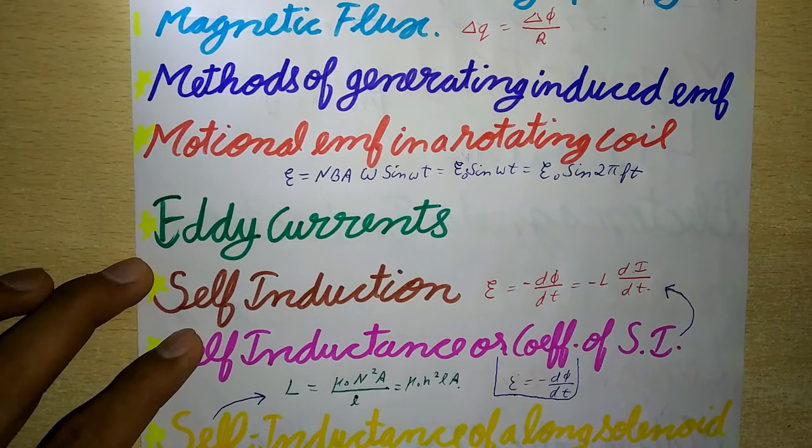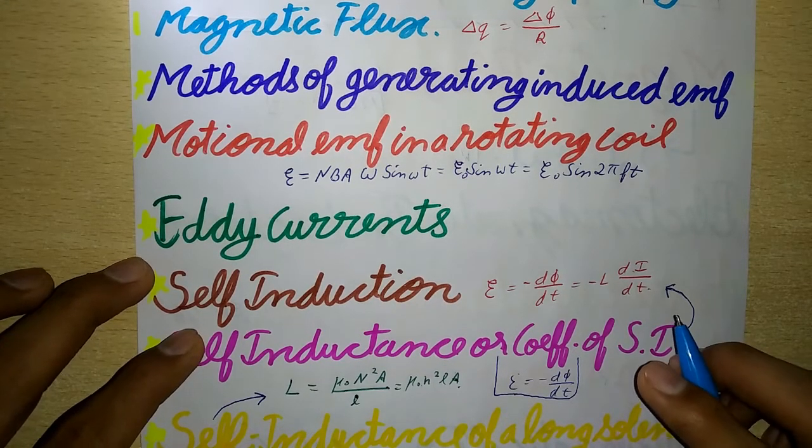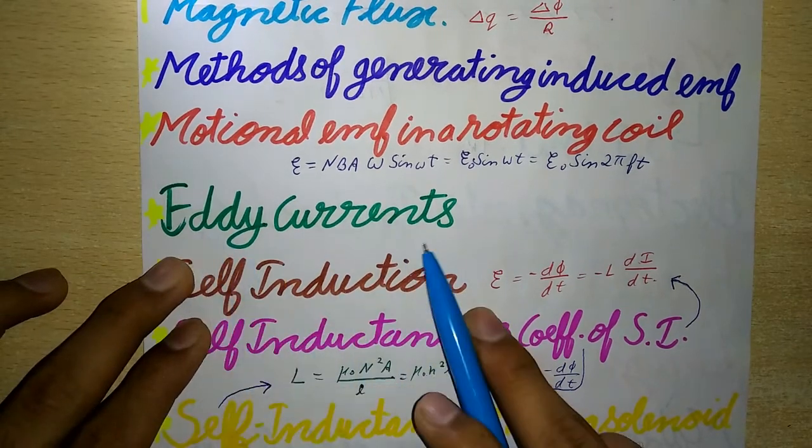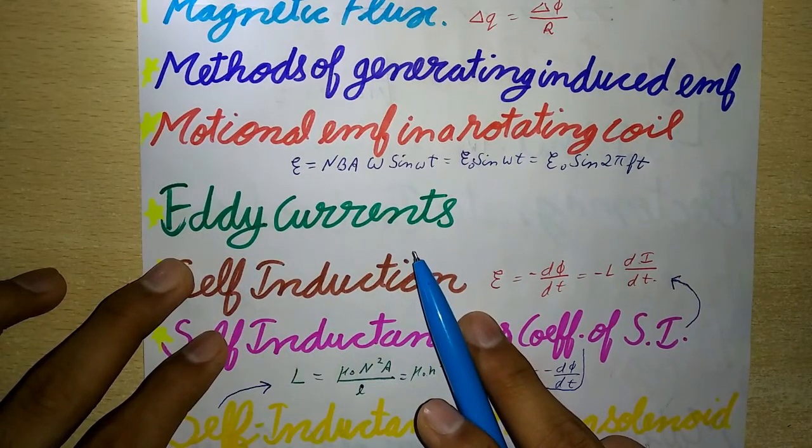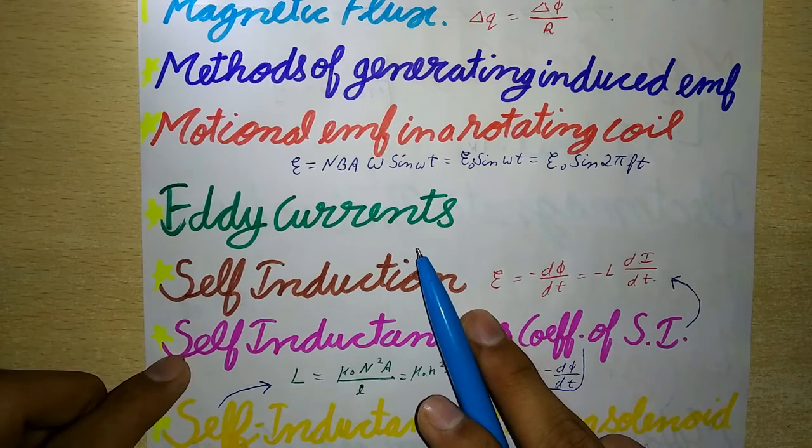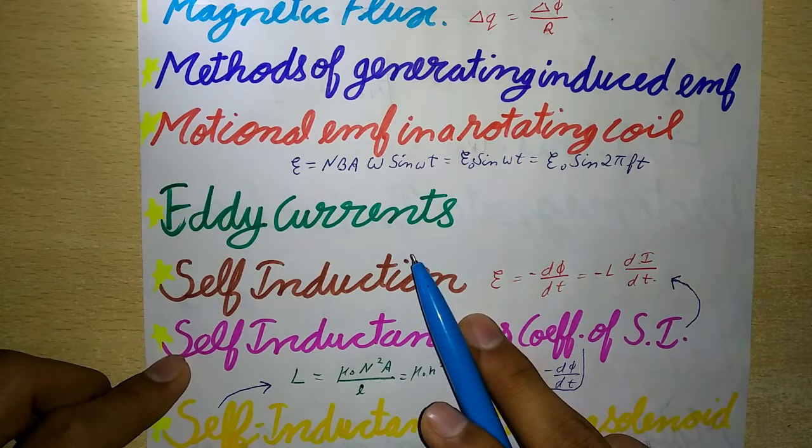Both the direction and magnitude of the induced EMF change regularly with time. Such a sinusoidally varying EMF is called alternating EMF. Now next is eddy currents. These are the currents induced in solid metallic masses when the magnetic flux threading through them changes.